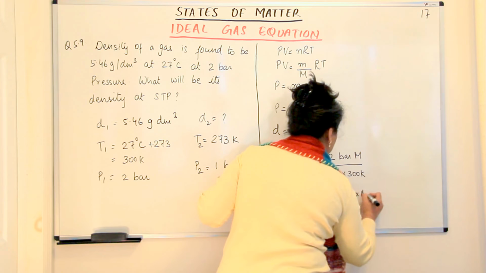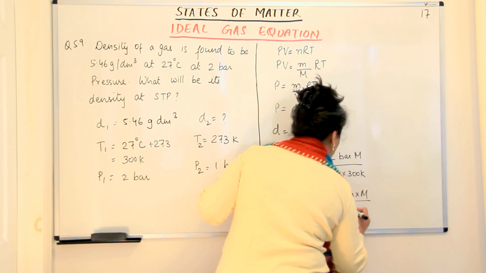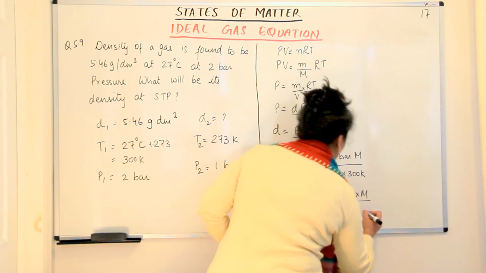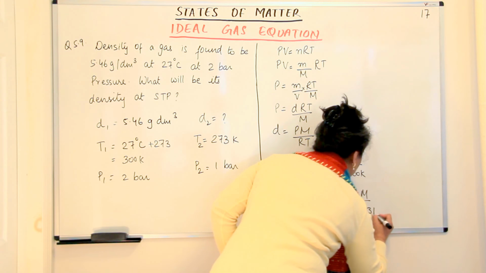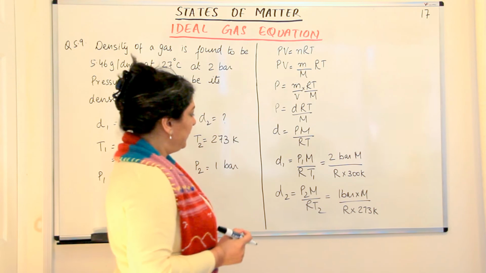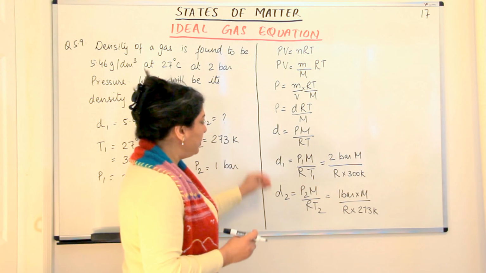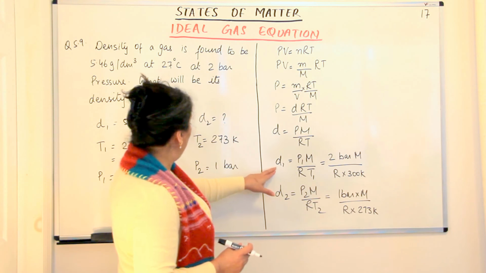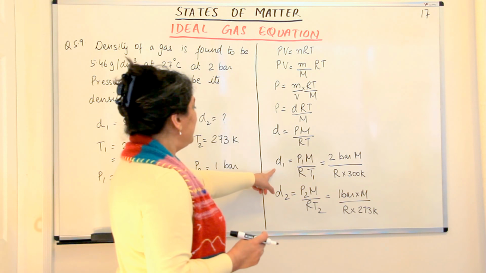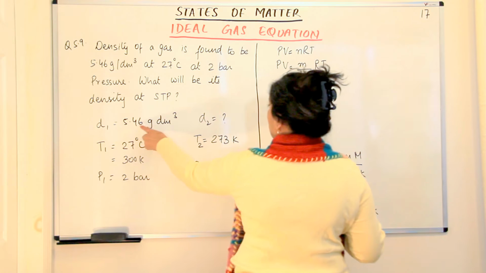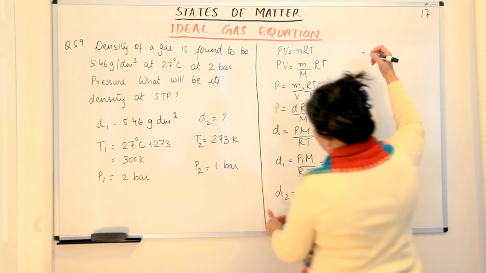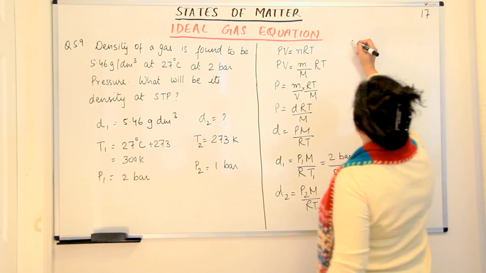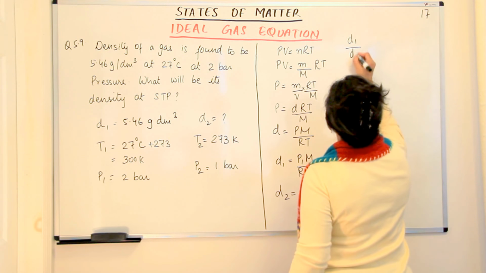M remains M, R remains R, and the temperature now is 273 Kelvin, right? Now, in order to get a relationship between these two, we already know what D1 is. What was D1? D1 was 5.46. So let us find the ratio between these two. D1 upon D2, what would it be?